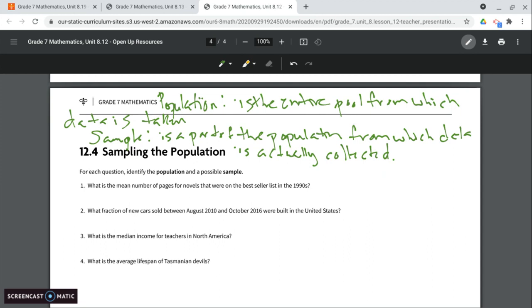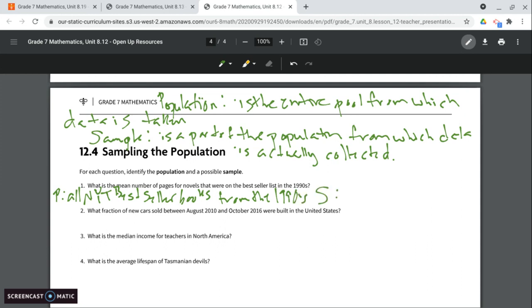So, what is the mean number of pages for novels that were on the bestseller list in the 1990s? Our population would be all New York Times bestseller books from the 1990s. So it'd be the whole population.